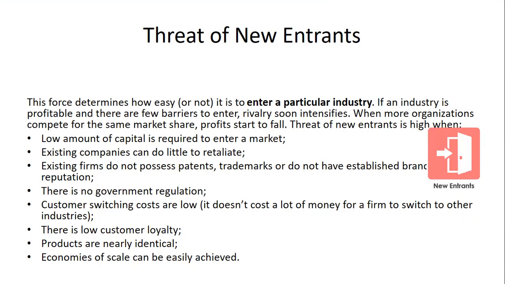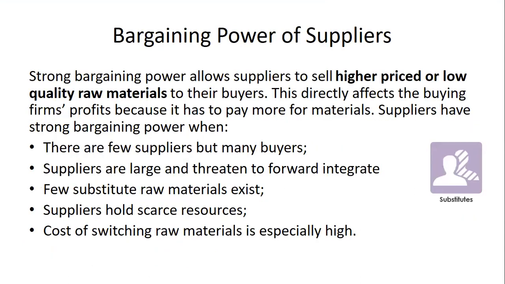These are the situations which will give you an indication that the chances of new entrants are very high. Next you have the bargaining power of suppliers. A strong bargaining power allows the supplier to sell high-priced or low-quality raw material goods. This directly affects the buying firm's profit because they have to pay more for the material.